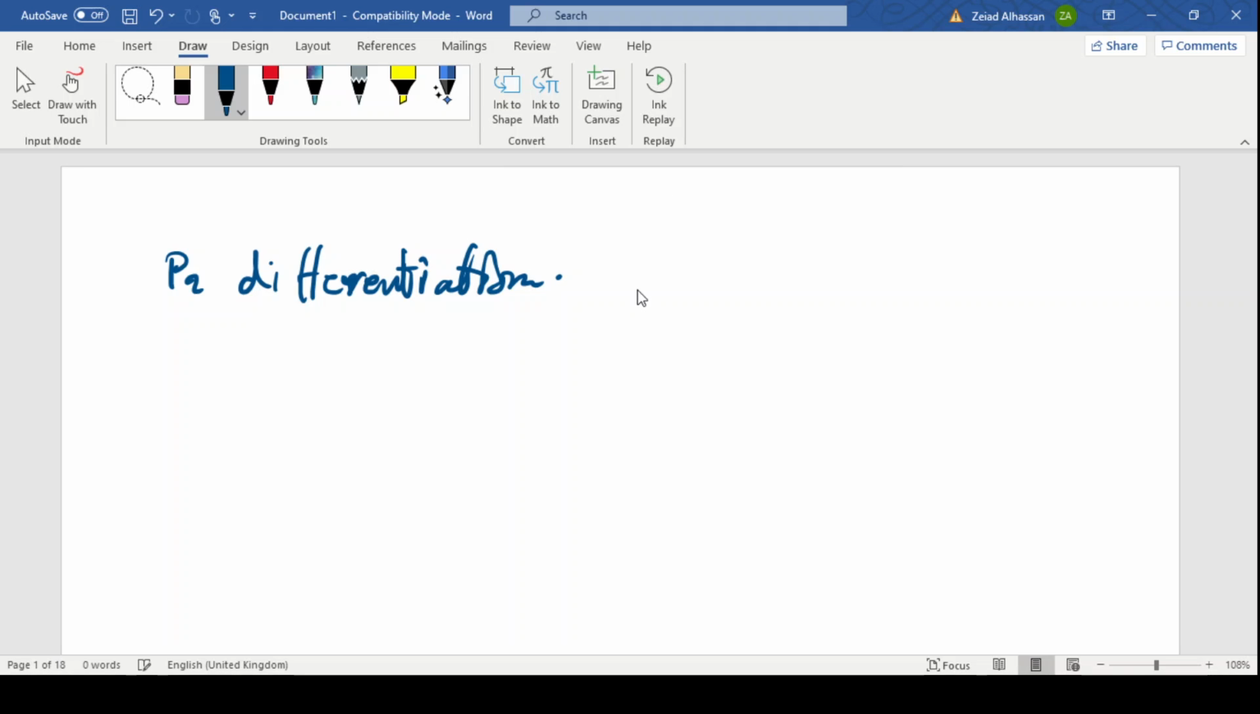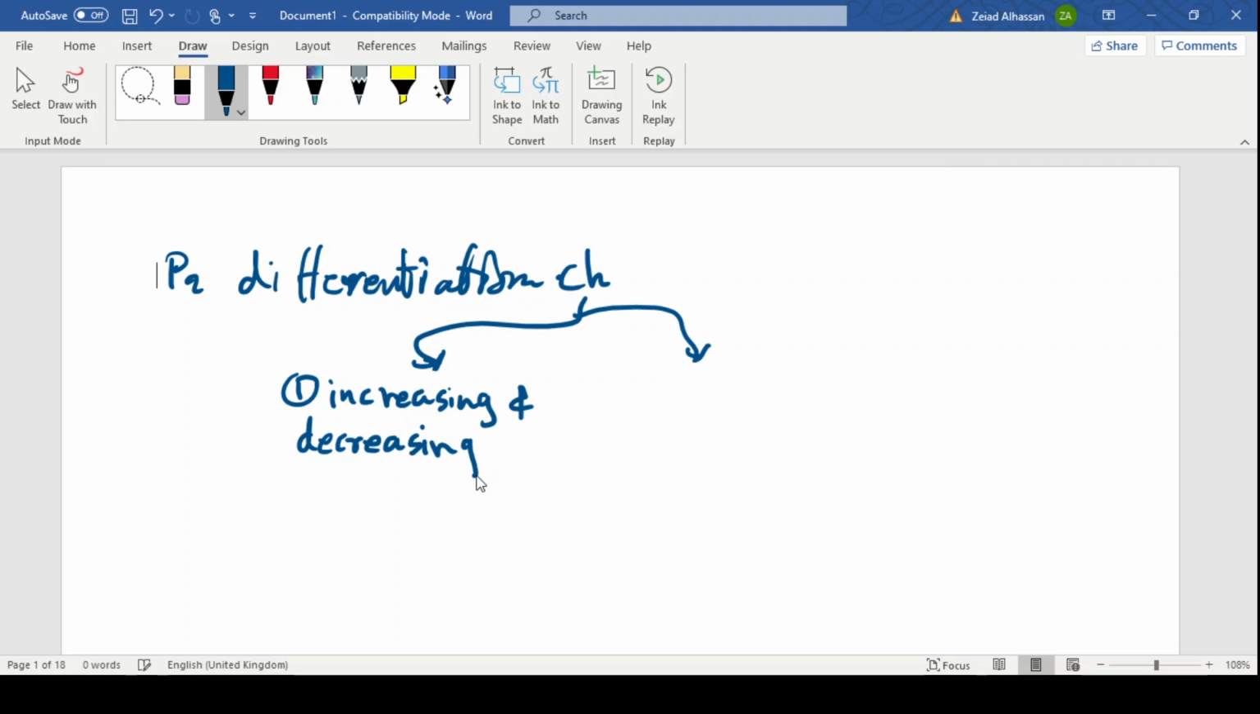This chapter is divided into two parts. First of all, in the first part, it talks about increasing and decreasing intervals, and how we used to find them for any function without drawing, how to find the increasing and decreasing intervals. Then it talks about how to find the stationary point.